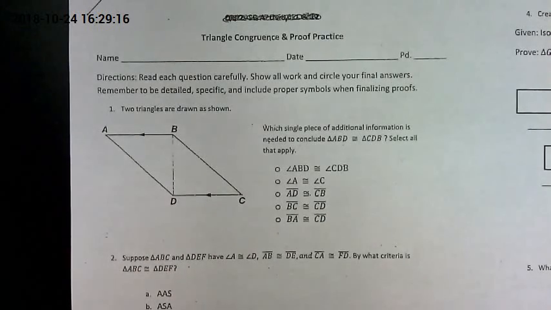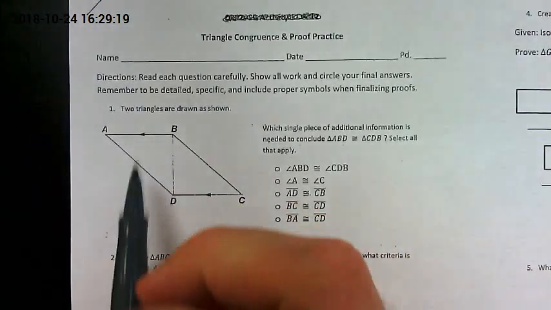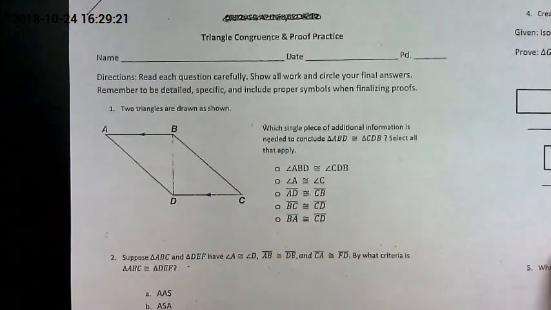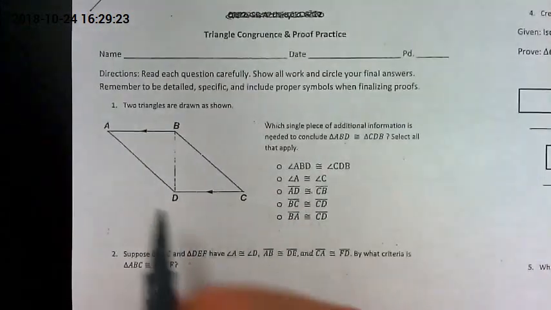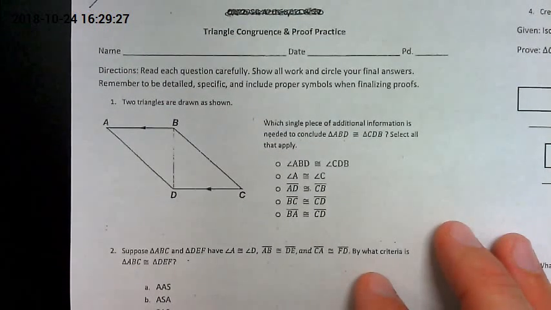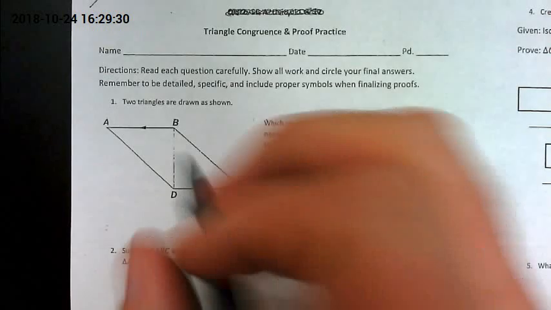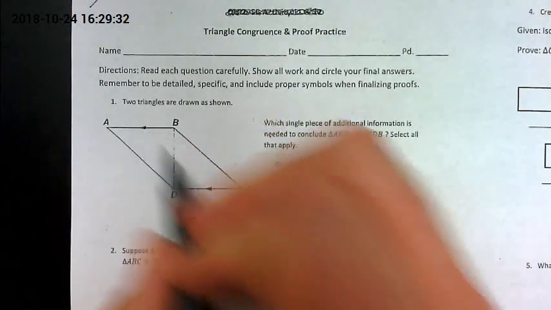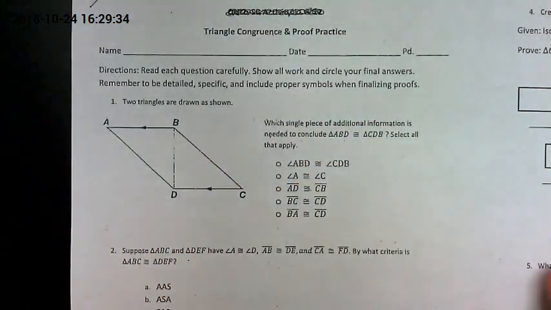on the review packet from today. The first one gives you two triangles, and it gives you some basic information on there. It doesn't give you enough information to say that the triangles are actually congruent. Now, on here, these two arrows mean that those lines are parallel.